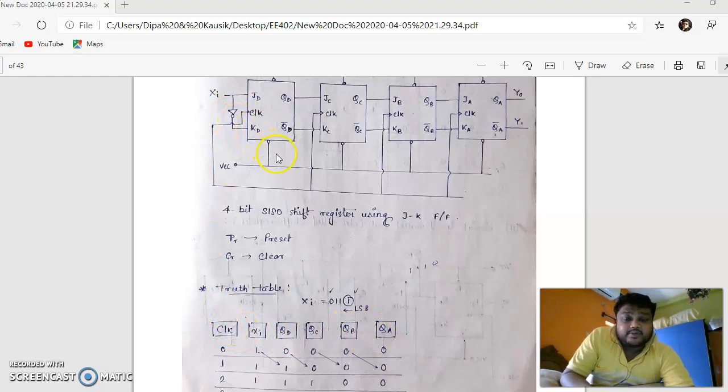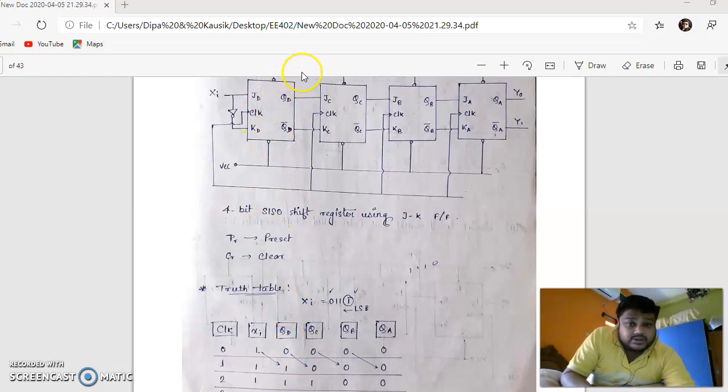Initially the clock pulse is 0. At this time all the flip-flop outputs are 0, meaning QD 0, QC 0, QB 0, QA 0. So the first input is 1, meaning Xi is 1. At the first clock pulse, the 1 enters the QD flip-flop. That's why QD is 1.